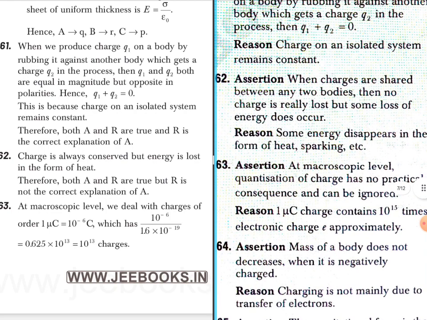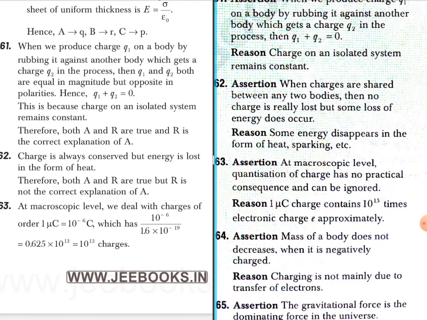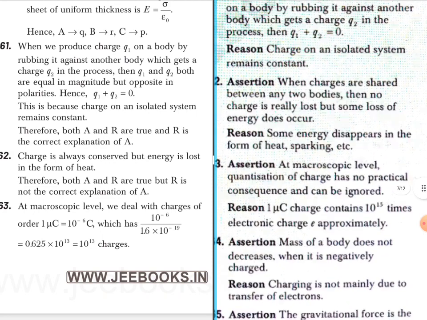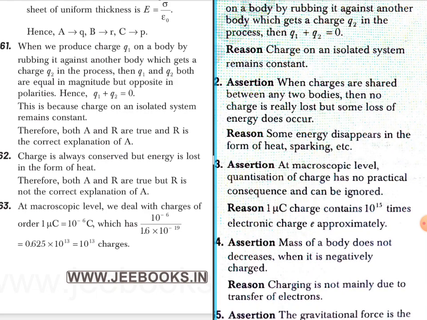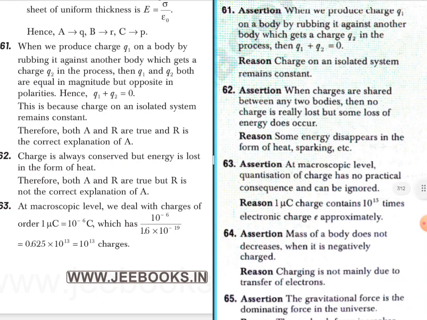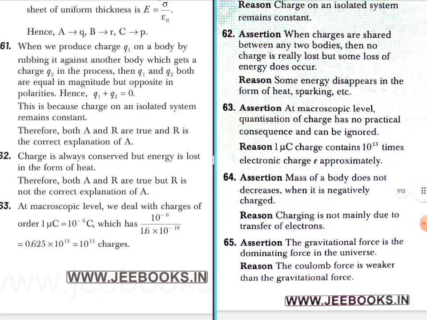But the reason is not the correct explanation. Some energy does get lost in the form of heat or sparking, but that's not the explanation of why some energy loss occurs. So just get to know it. It's kind of complicated to say that the reason is not the correct explanation for the 62nd. 63rd, assertion: at macroscopic level, the quantization can be ignored.